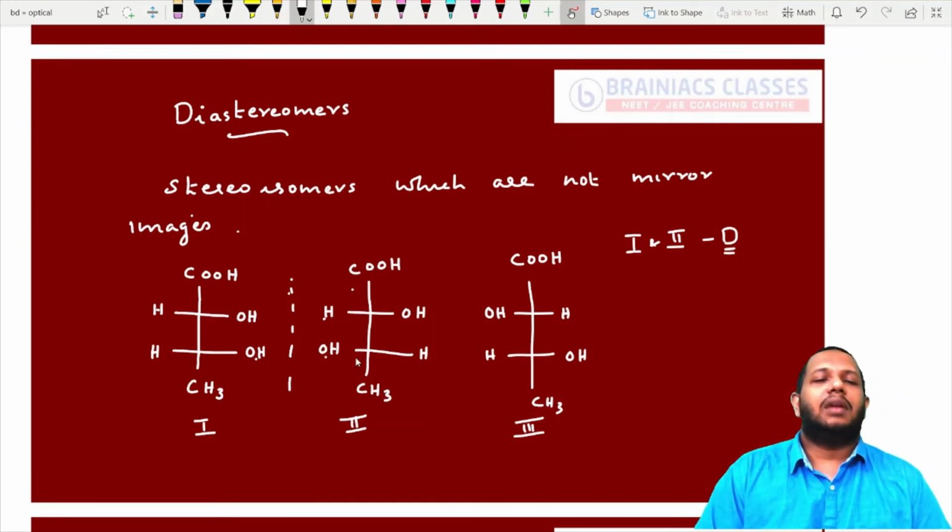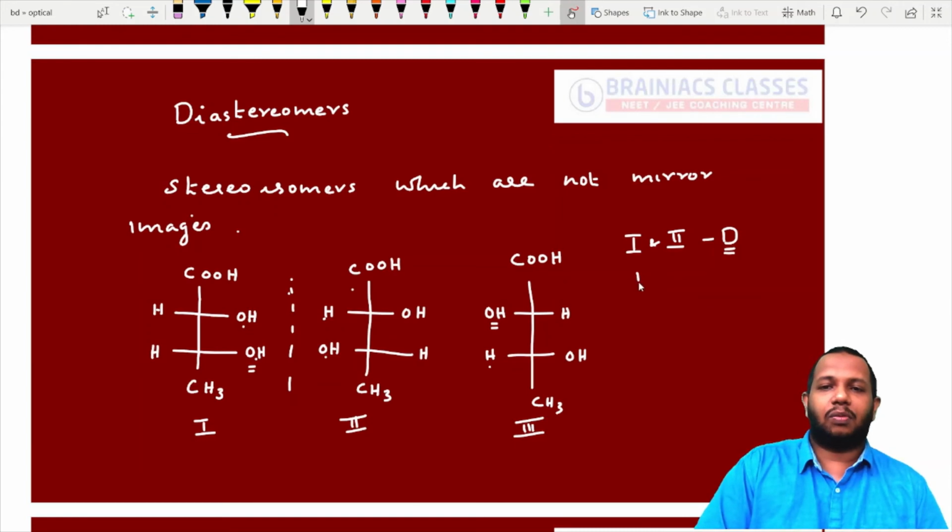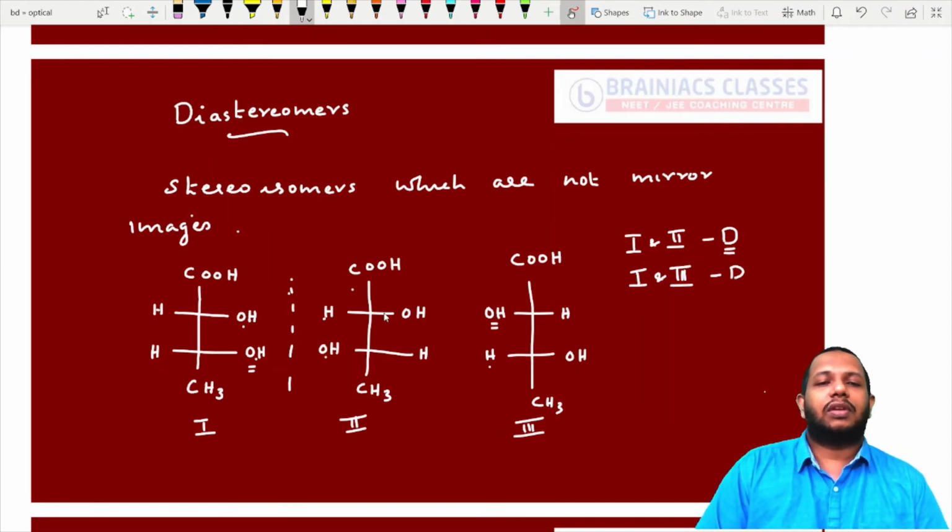Now let's say 1 and 3. I am comparing 1 and 3, so take the mirror image. Here OH, here also OH, no issues. But here OH, and here it is H. So that means they are not mirror images. So I can say 1 and 3 are again diastereomers.